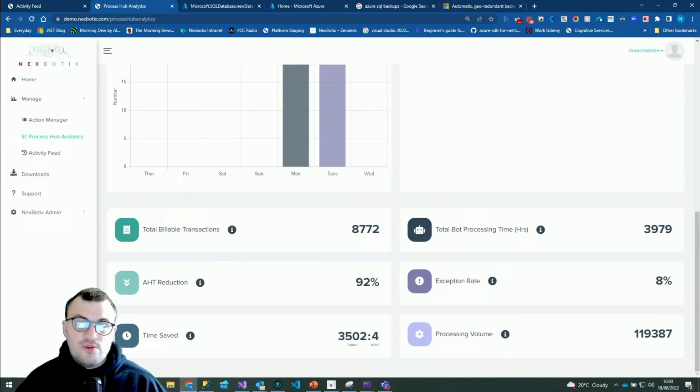You can see the total bot processing time in hours, your exception rate, so the percentage of items that ran through the bot that ended up with an exception, and your overall processing volume. A lot of this data allows you to glean some return on investment information to properly understand how your automation is faring and see if there's anything else you could do to save time and money.